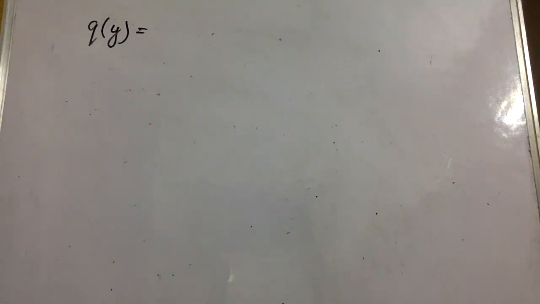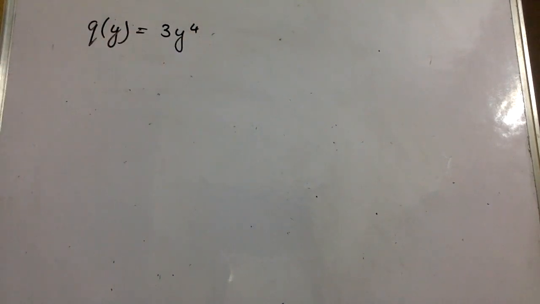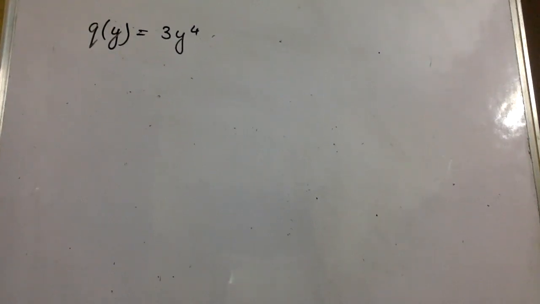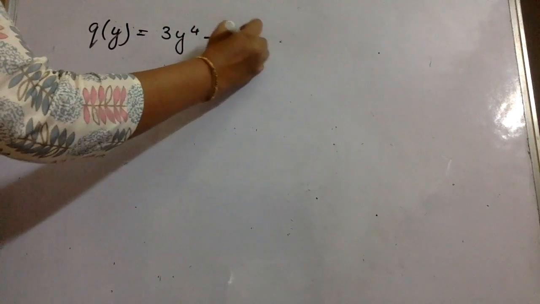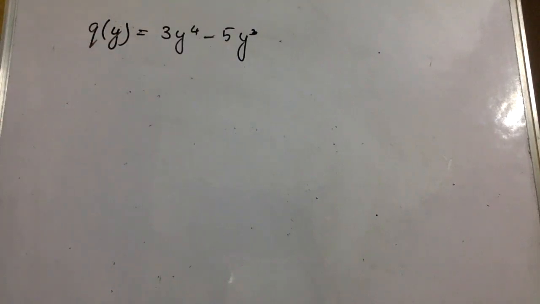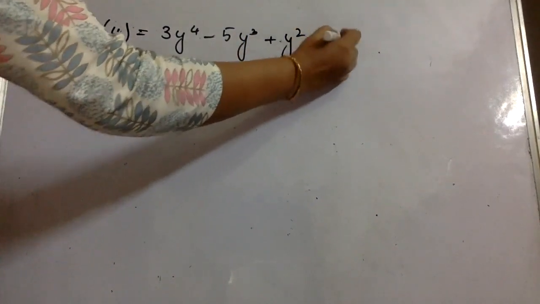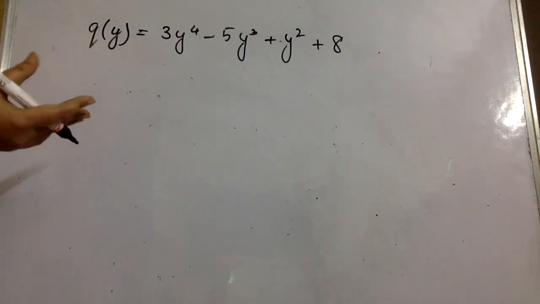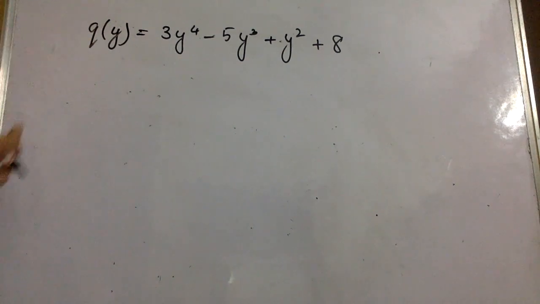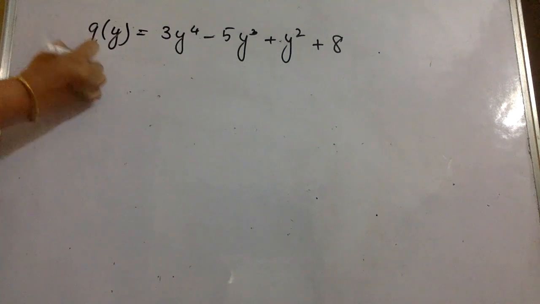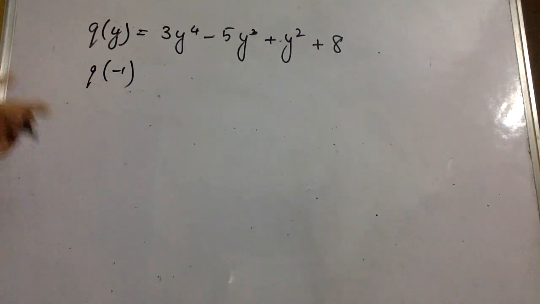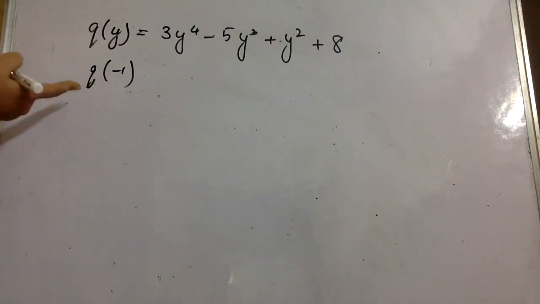Now here is a question: q(y) is equal to 3y to the power 4 minus 5y cube plus y square plus 8. This is my expression, this is my polynomial. Now they are asking to find q(-1). You'll get questions like this all the time in the question paper. Find q(-1). What to do?